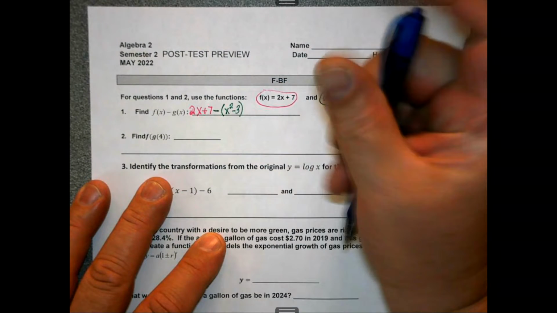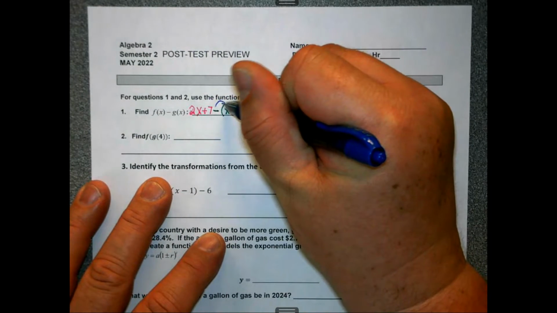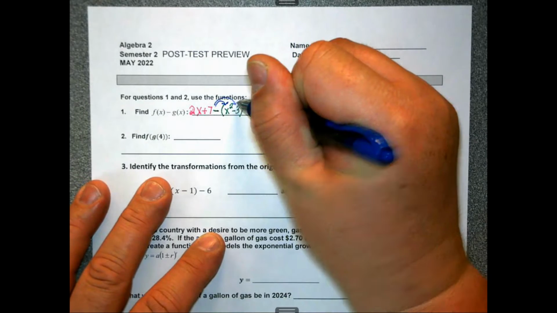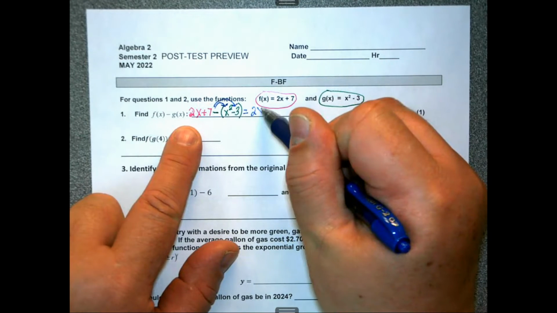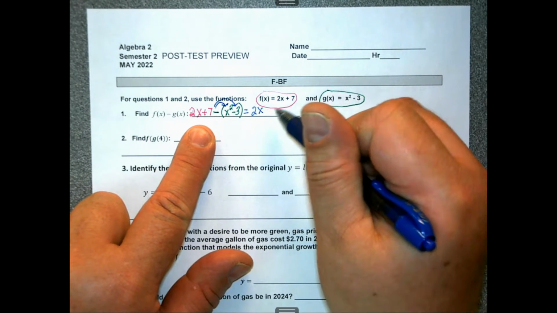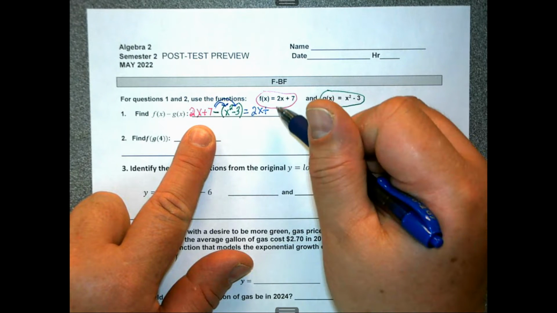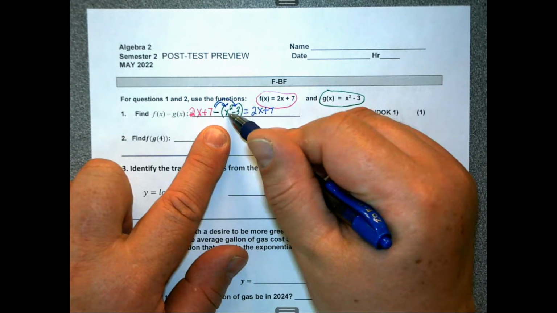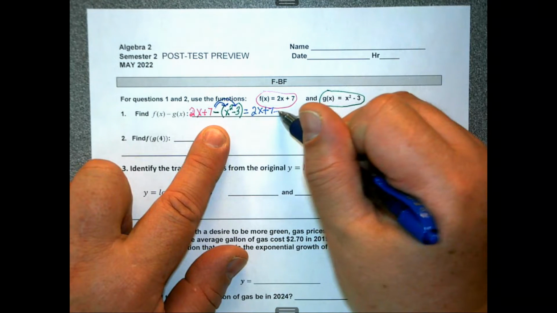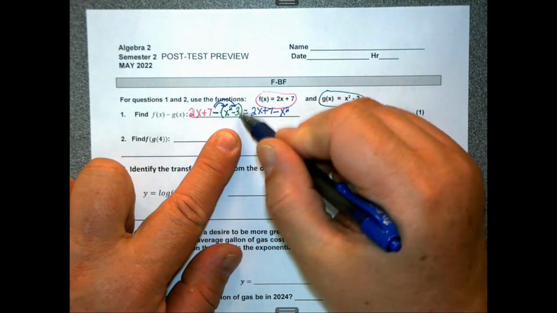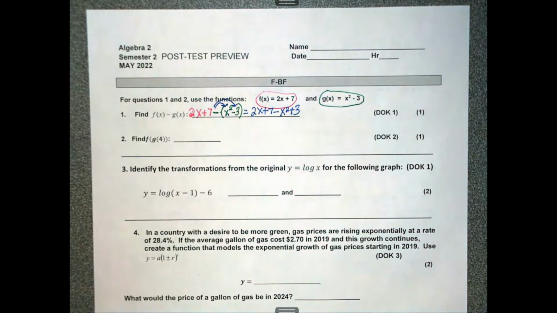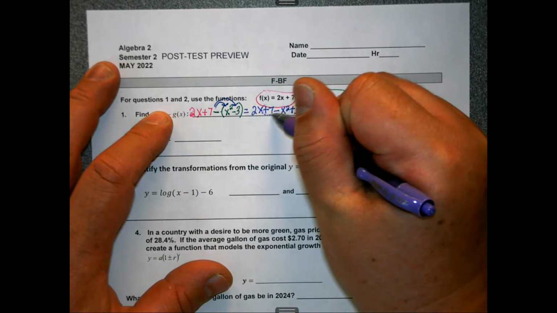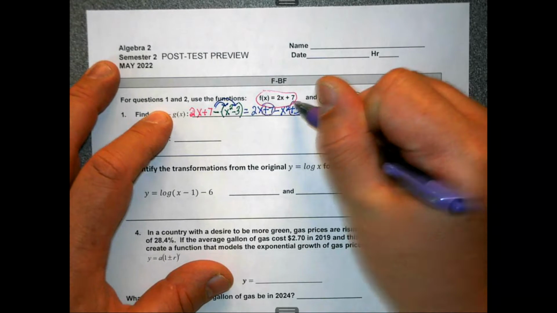Okay, I need to distribute the minus sign here. So I have my 2x plus 7 minus x squared plus 3. Now the constants are my like terms, right? The plus 7 and the plus 3 I can combine.